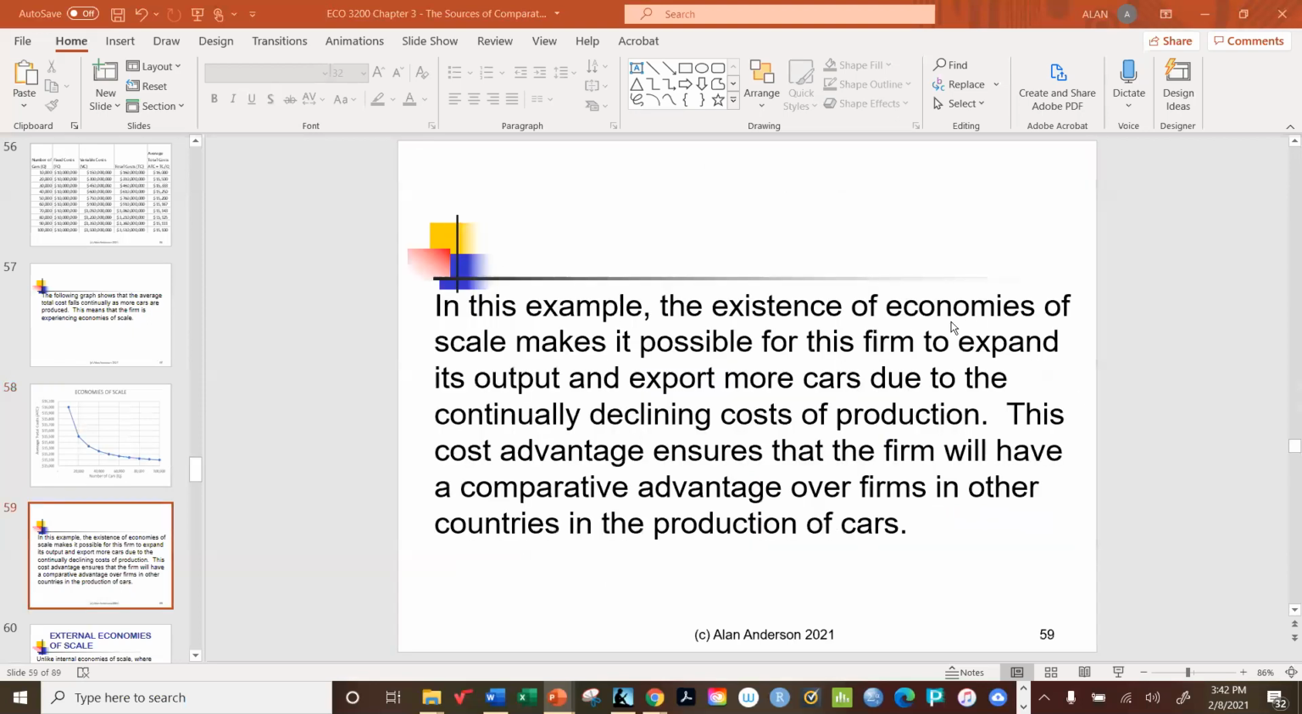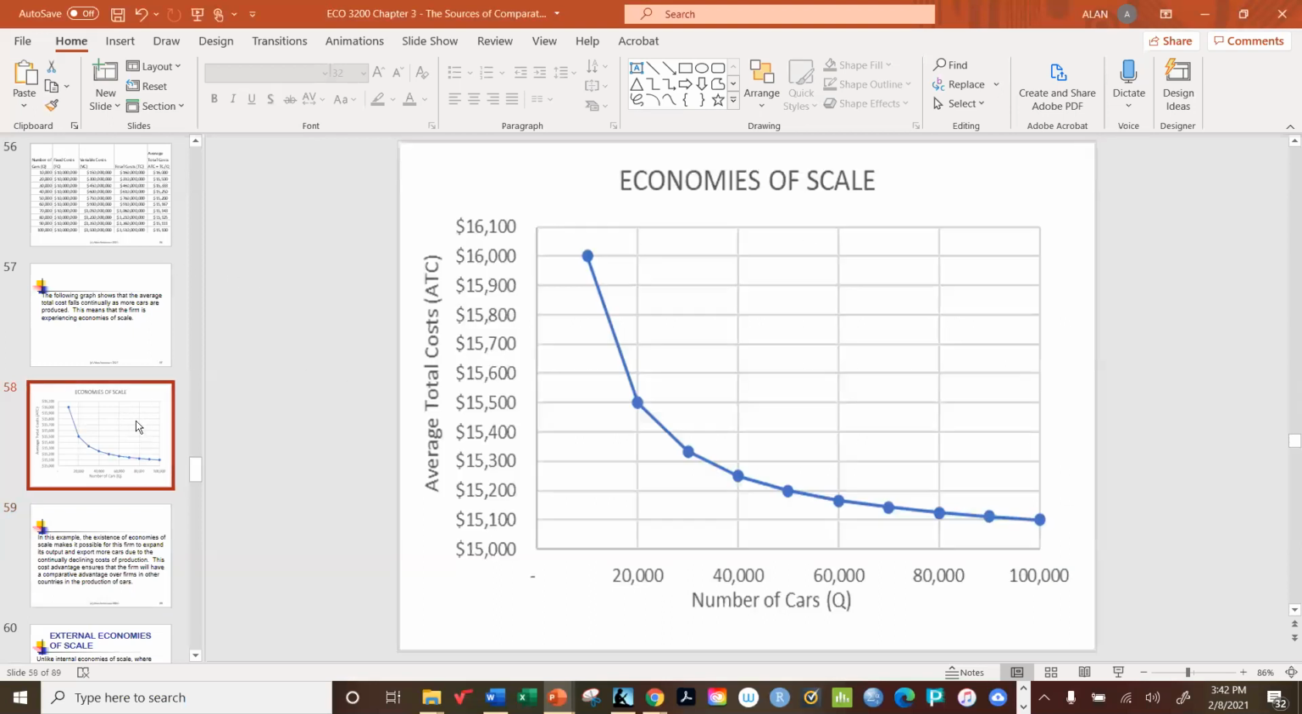All right. So anyway, now if you extend this to the international sector, this company is in a good position to not only sell a lot of cars in the United States, but to foreign countries as well. They should be able to take advantage of this and start exporting cars to foreign countries, giving the US a comparative advantage in cars because of economies of scale. Whereas in other countries, maybe the companies are smaller and they cannot take advantage of these same economies of scale.